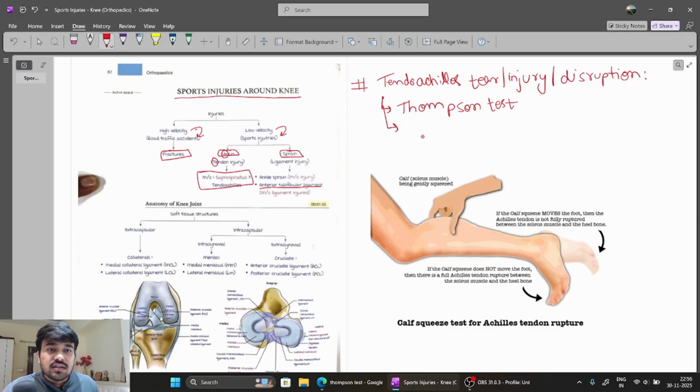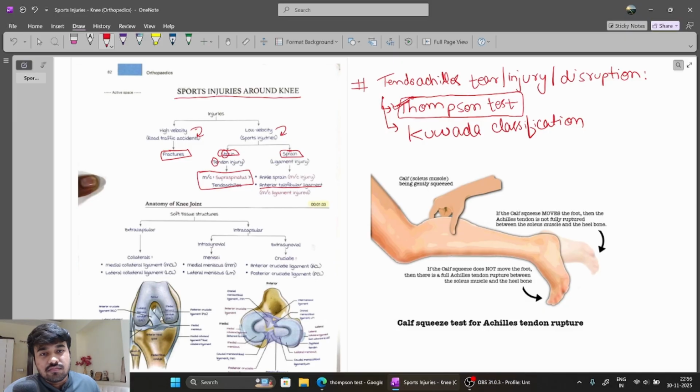And the second one is the classification used for tendo-Achilles tear. So that is the Kuwada classification. That is also important, and you must remember it. Questions have been asked in the past and will be asked in future as well. So the Thompson test is particularly important, and you also must know how to perform it in clinic, right?